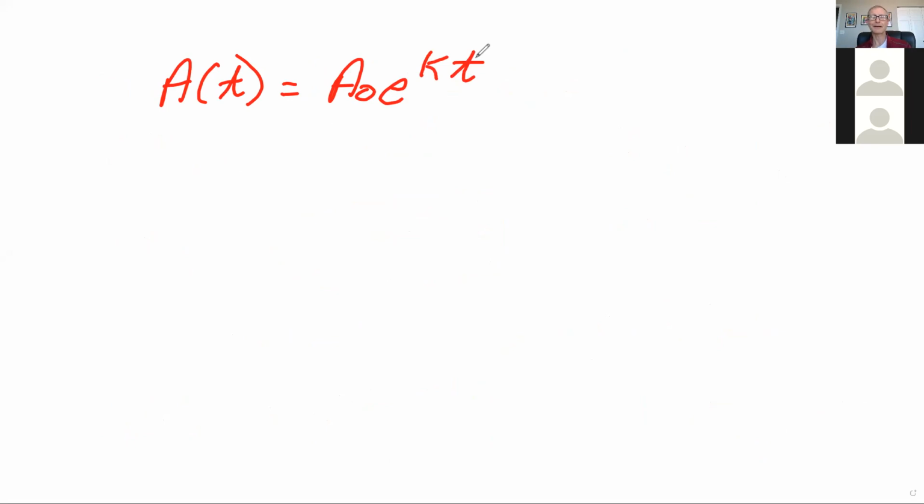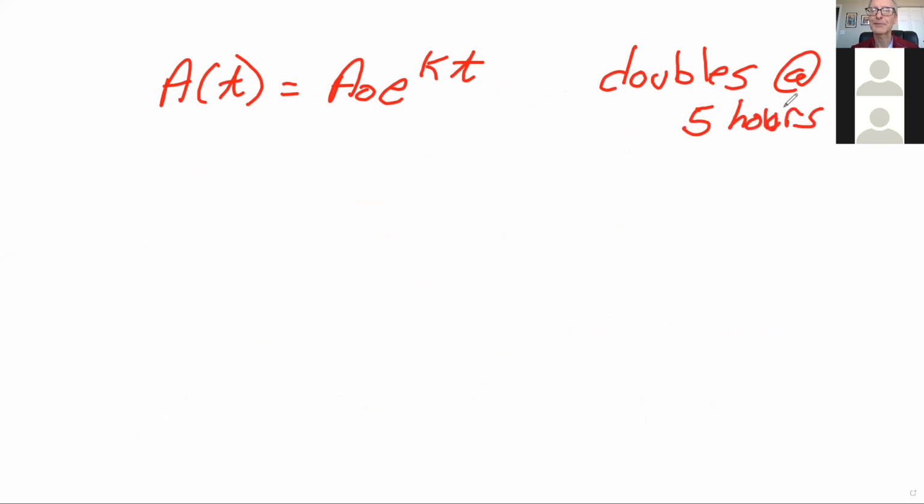Let's do one more K calculation. Say, like I said, that whatever bacteria we're talking about, it doubles at 5 hours. So again, this is the one where you calculate K. What we mean by doubles is that if you start with A0, you're going to end up with 2 times A0 at the end of it, right? So if you started with 15, you would end up with 30. So we always write it this way.